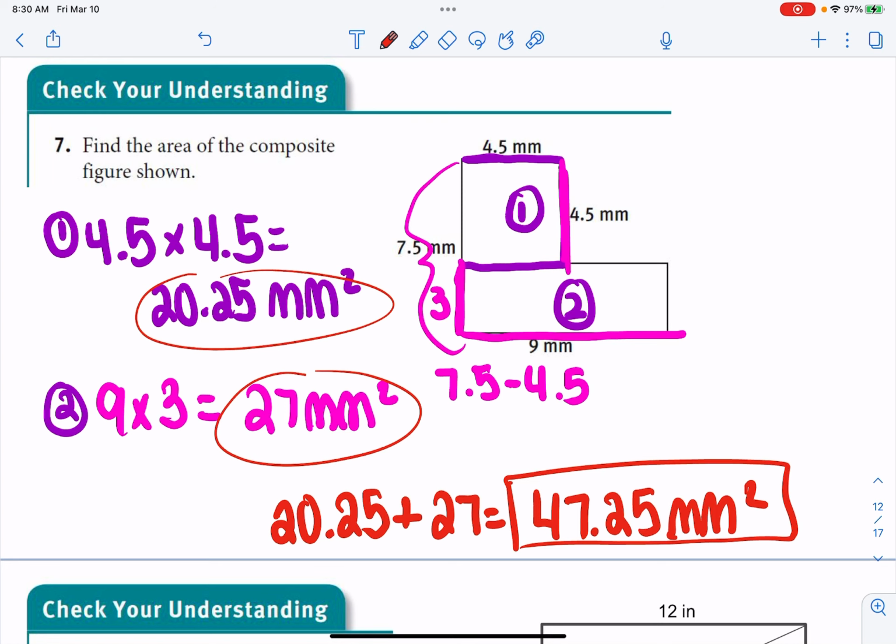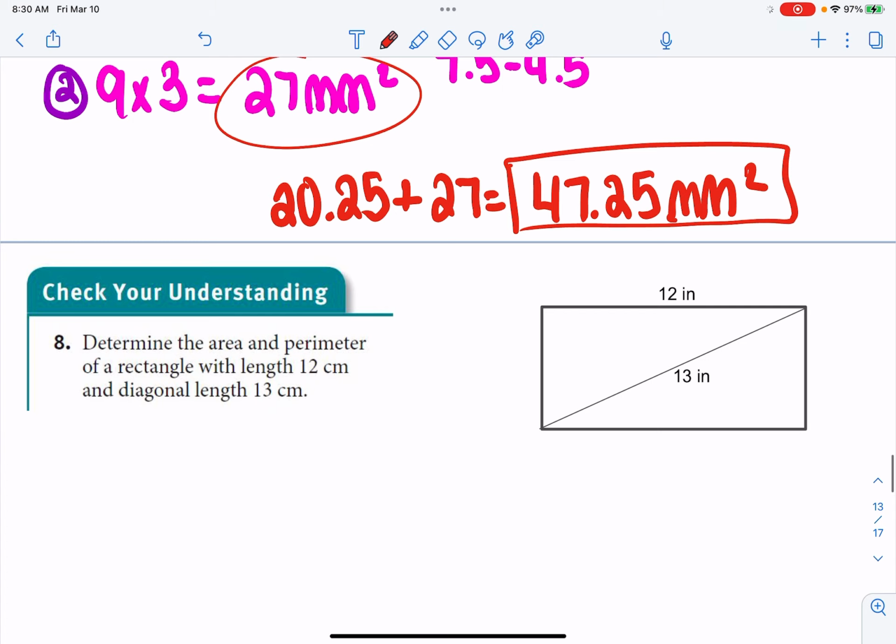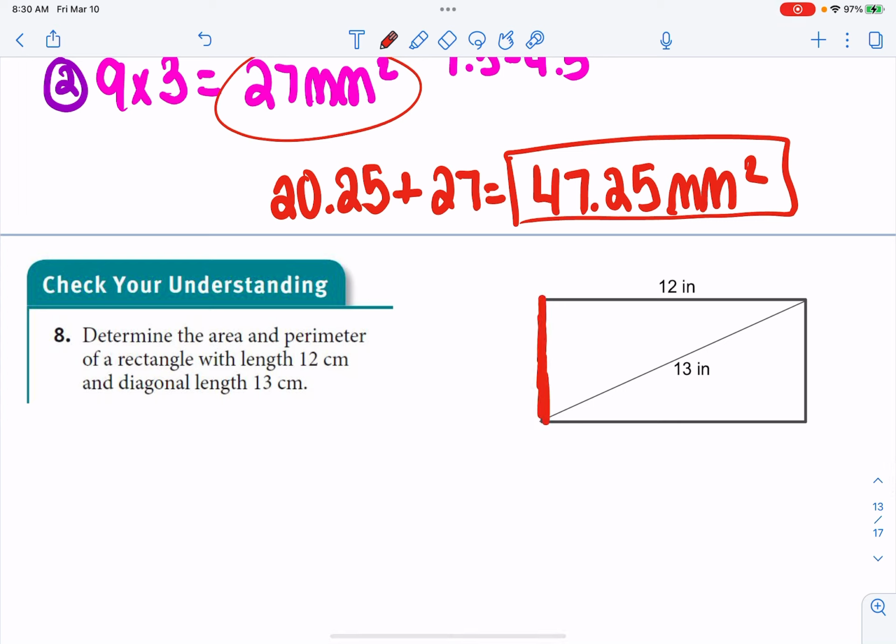Good. Alright, stop this video right now. Okay, try number 8. So you're determining the area and the perimeter of the rectangle with the length of 12 and the diagonal length of 13. Okay, before you do that, you need to find this length, which is going to be using the Pythagorean theorem. Pause this video now.